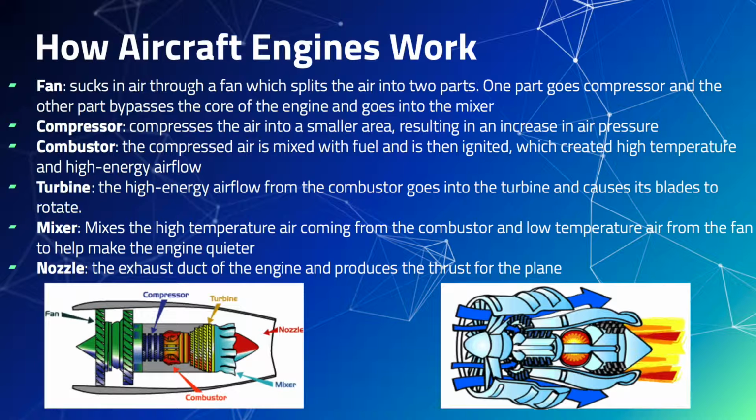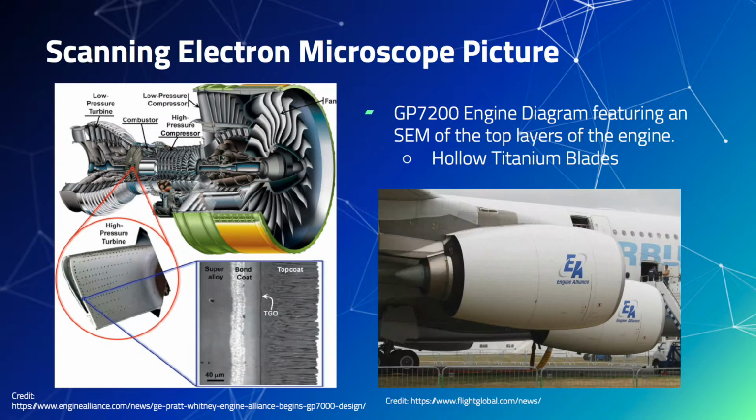Then the compressor compresses the air into a smaller area, causing an increase in air pressure. The combustor takes the compressed air and ignites it. The airflow then causes the turbine to rotate. The hot air then mixes with the cold air from the fan in the mixer, which all then goes through a nozzle and produces the thrust for the plane.